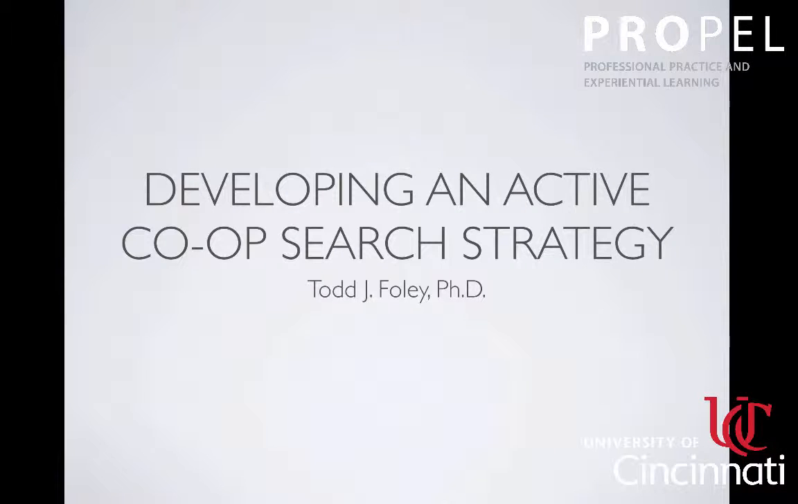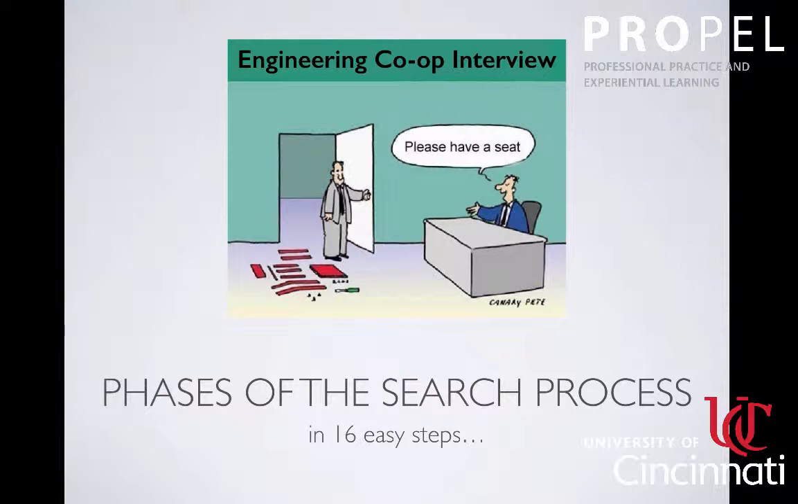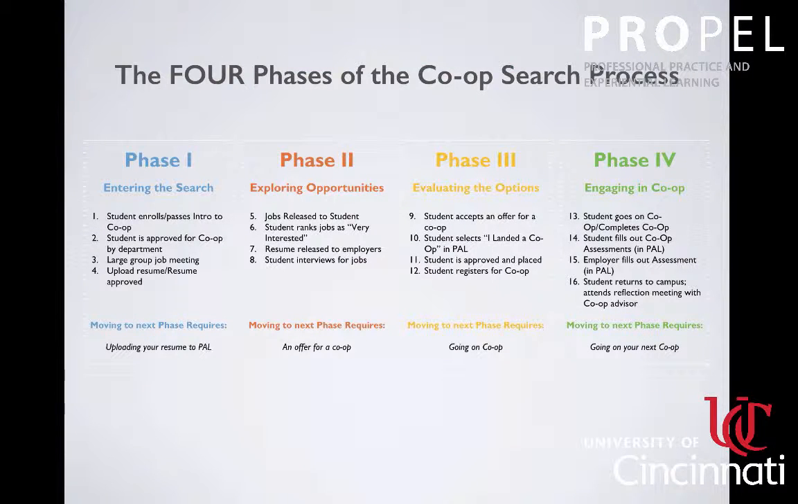Hey, everybody. So in this video, we're going to talk about the steps in the co-op search process as a part of the overall co-op search strategy. Really, students often find that the overall search process for a co-op is quite complex, but I am going to try and break it down for you into some easy phases to understand, in 16 easy steps. I know that 16 sounds like a lot, but it really is pretty easy to understand once you break it down into these 4 phases.